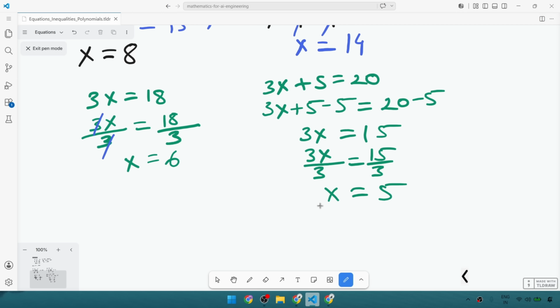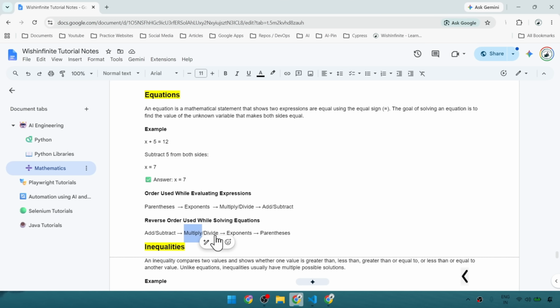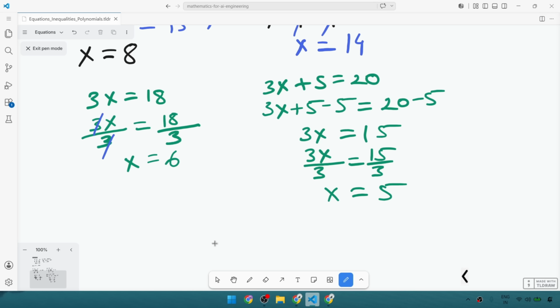And there can be multiple permutations and combinations for these equations. You can have addition and multiplication. You can have division and subtraction. You can have division and addition. You can have addition, multiplication and exponents, right? So you need not be worried about that. You just need to follow this simple rule: first you solve addition and subtraction, then multiplication and division, then exponents, or you can call it power or roots, and then parentheses. That's it. Let's see one more simple example.